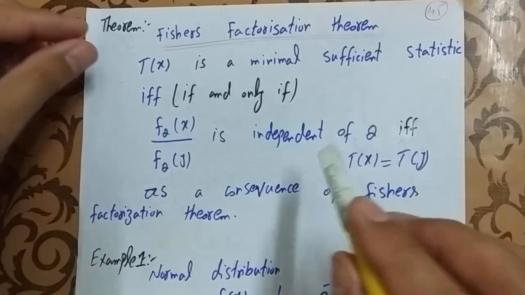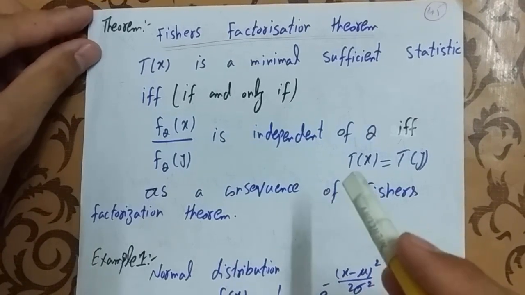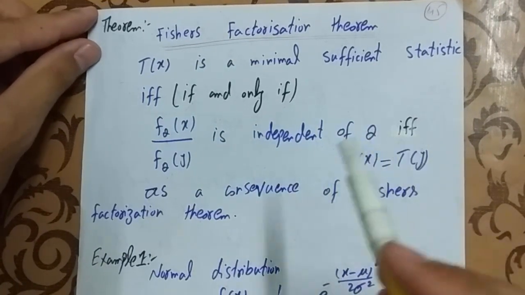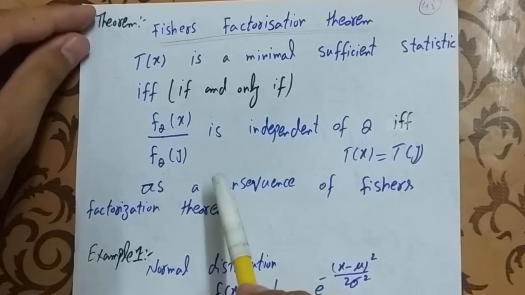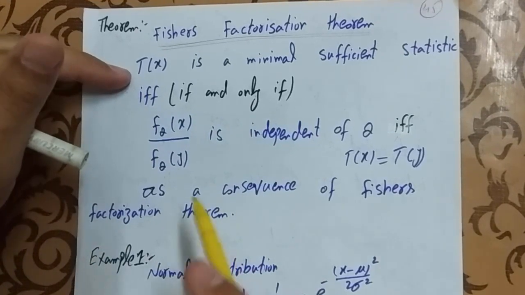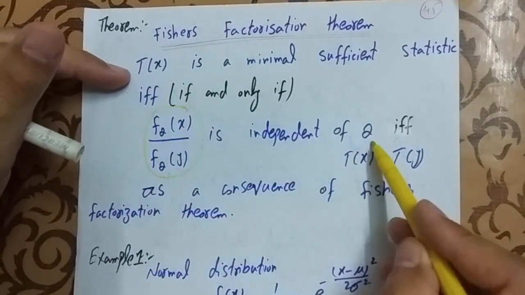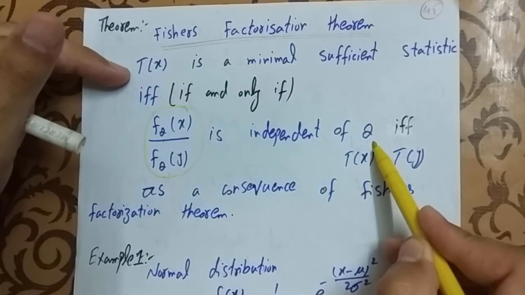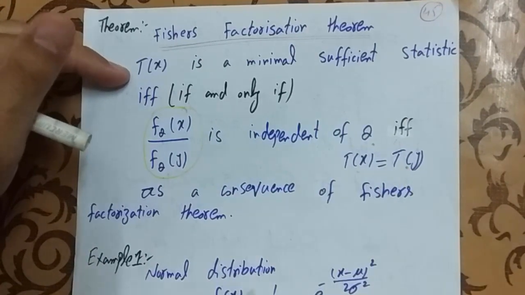We use this theorem to solve the problem of the minimal sufficient statistics of any kind. Keep in mind only this thing: T is a minimal sufficient statistic when this ratio is independent of theta, which is its parameter, if and only if these things are equal.